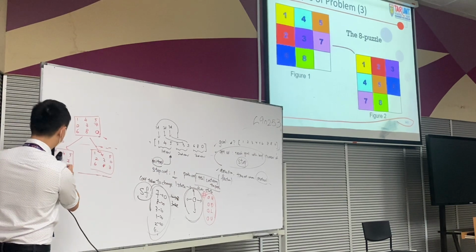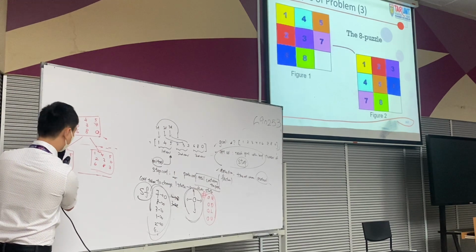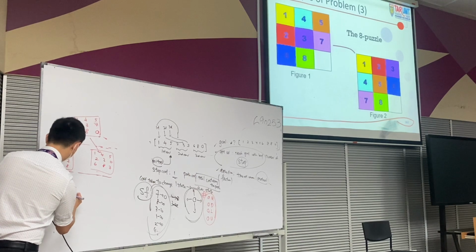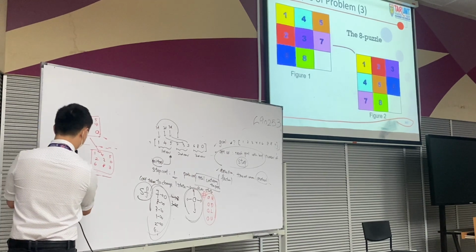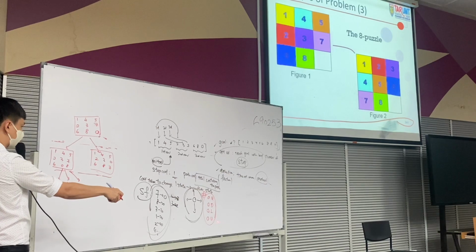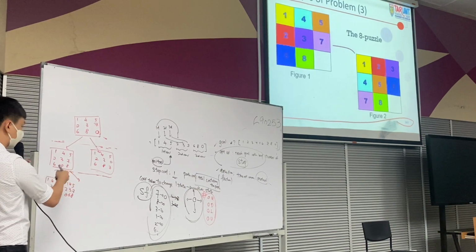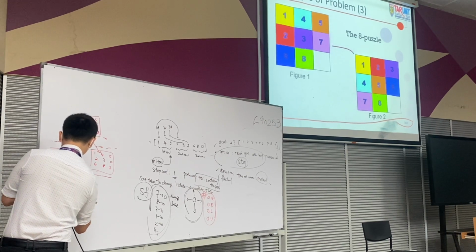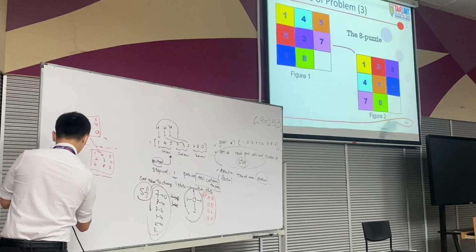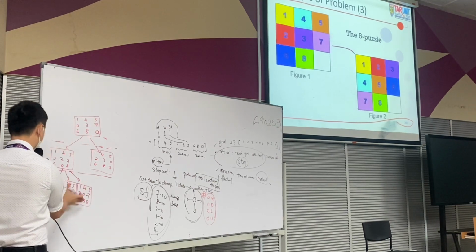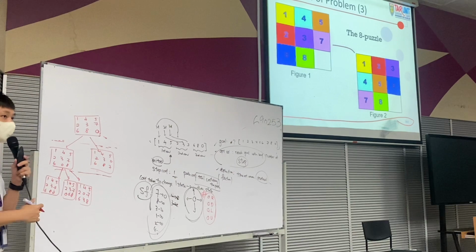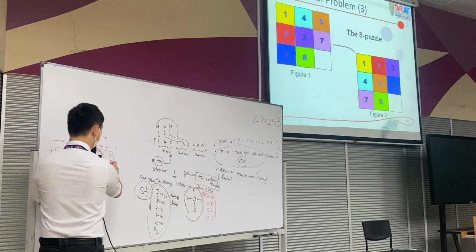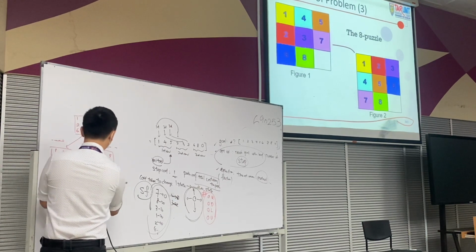Can we move down? No. Can we move left? Yes. Okay. The last one, can we move up? The last successor function. Can we move up? Can. So if you move up, we will get this. Yes. So these 3 will be the child nodes generated from this parent node. Then we continue with this state. Can we move right? Cannot. Can we move down? Yes.